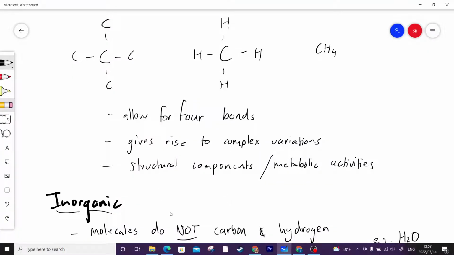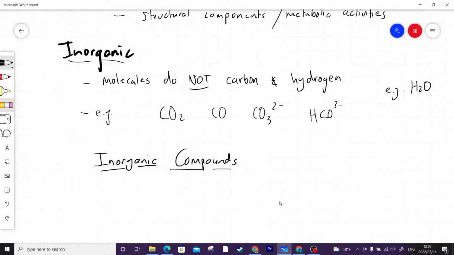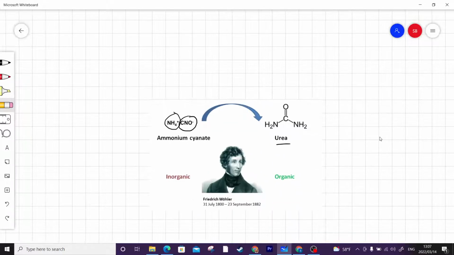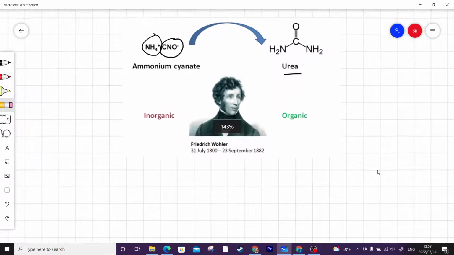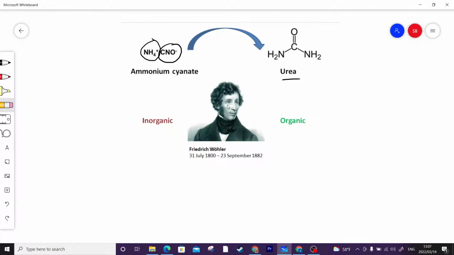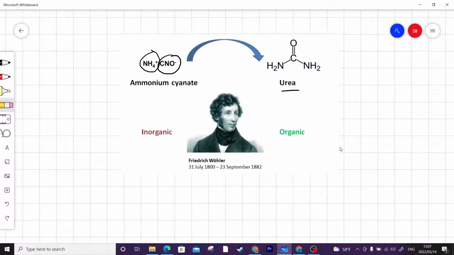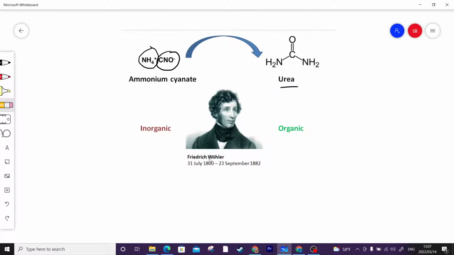Okay, let's go back to our slides. Organic compounds, I wrote the heading and I didn't even look at it. Okay, now we're going over to this little picture over here. This is basically just the concept that back in the day, they thought that all organic compounds were only made by living organisms. There is no possible way that you can make an organic compound in a lab. This guy disproved that theory, and he turned this ammonium cyanide into urea. That's what this arrow means.